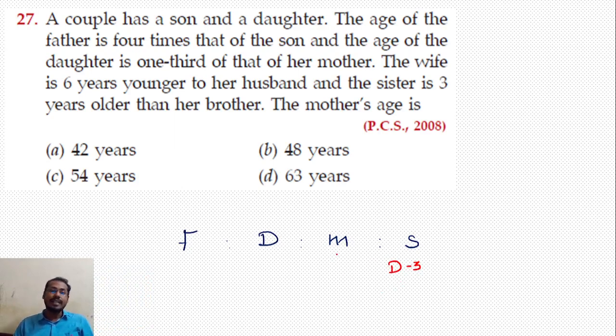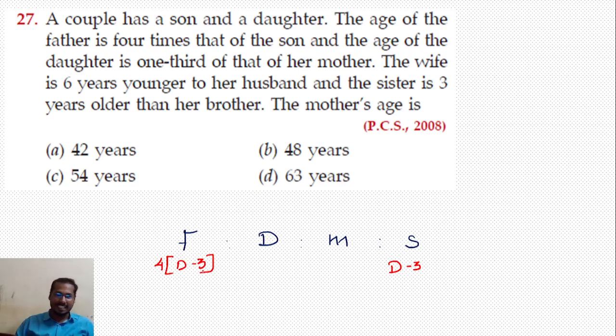Next step is mother. What did they say for mother? The age of daughter is 1/3 of mother. The wife is 6 years younger than her husband. So first we go for husband. What did they tell about father? The age of father is 4 times that of son. What is son? D minus 3. So father will be 4 times the son, which means I can write 4 times D minus 3. Is it clear? Instead of son, I write D minus 3.